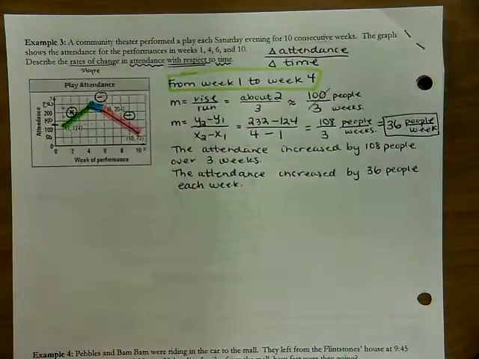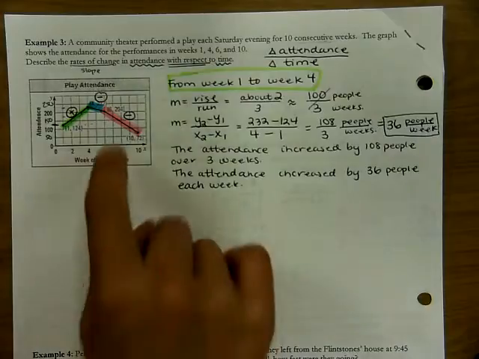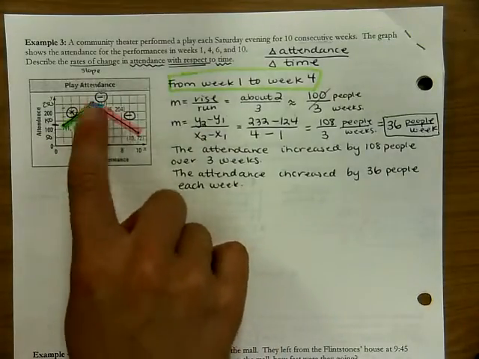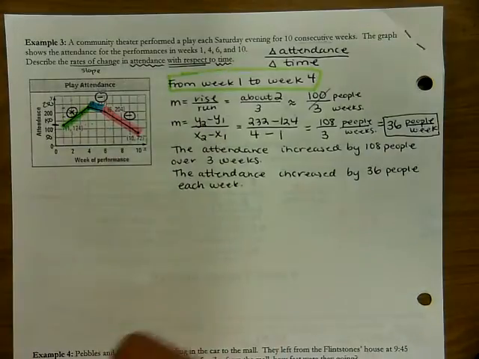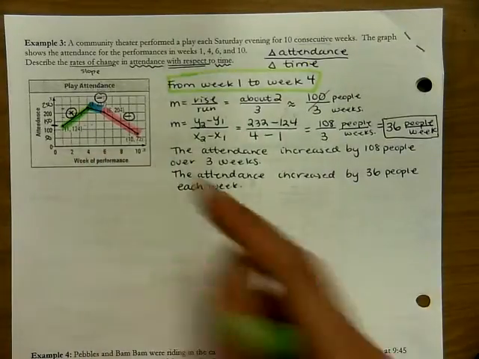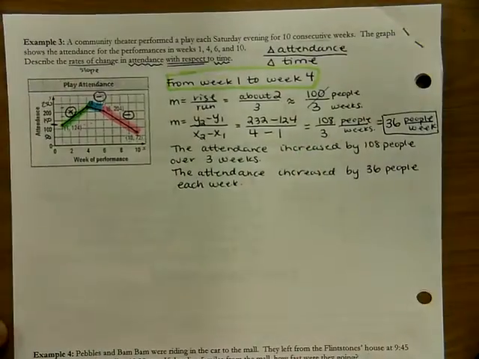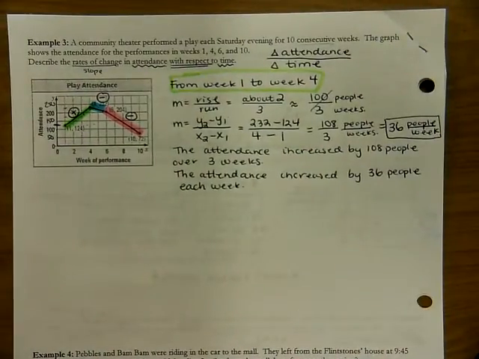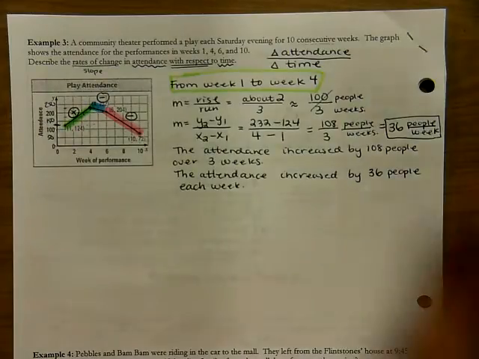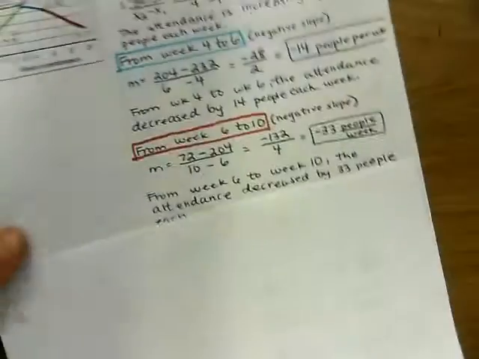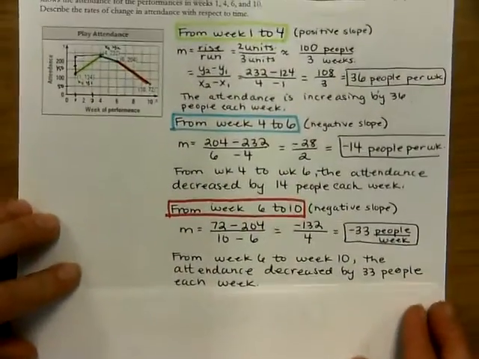What I want you to do right now is figure out the rate of change for the pink and the blue sections, so week 4 to 6 and then week 6 to 10. And I want you to write the sentence, interpret what this means. So pause the video right now and go ahead and do this on your own. Now that you've done it on your own, let's check your work with mine.